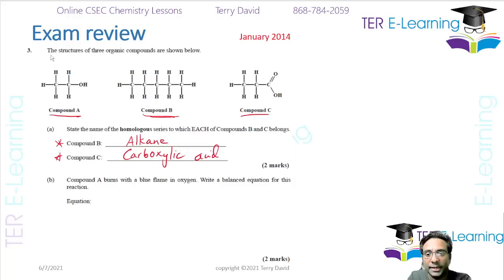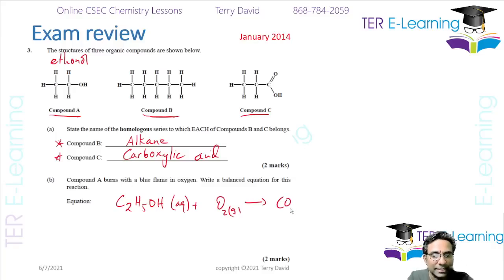Then part B now, compound A burns with a blue flame, right? Compound A, this compound here is ethanol, right? It does burn with a clean blue flame. If you ever try to light some rum, you're not going to see it burn. So compound A burns with a clean blue flame. Write a balanced equation for this reaction. So ethanol, you can write the formula as C2H5OH, right? If you all want state symbols, this will be aqueous plus O2 gas. When you burn ethanol, you're only going to get 2 products, that's CO2 gas, right, plus H2O liquid, right? Those are my products, right?